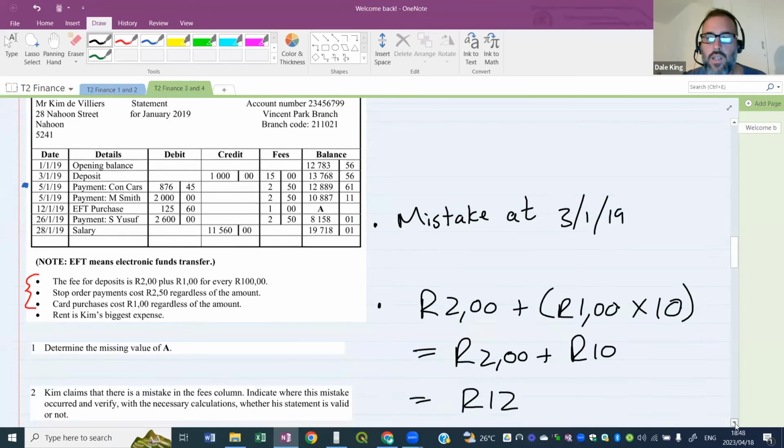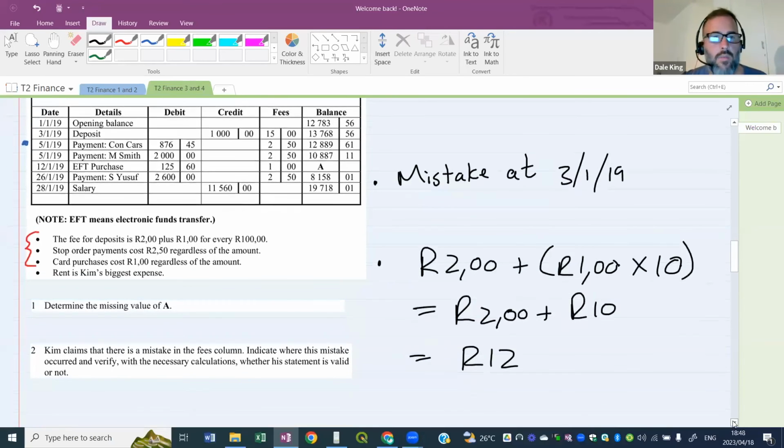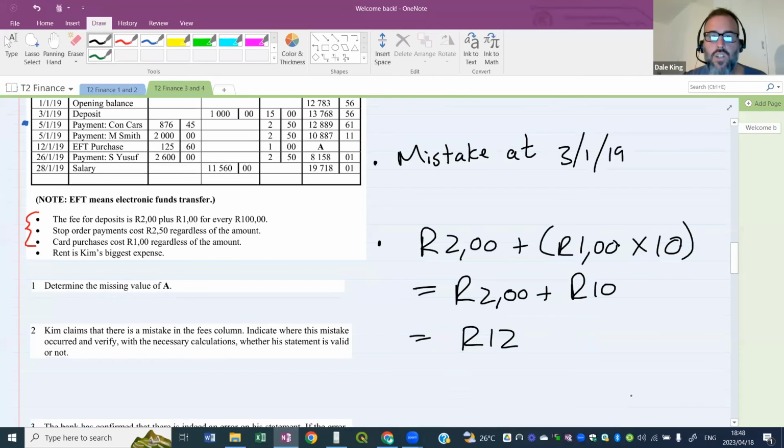So we've done the calculation. All right. Their statement is 15 Rand. We've checked it. It should be 12. So the 15 Rand fee is invalid or incorrect. All right. You can say invalid or incorrect.